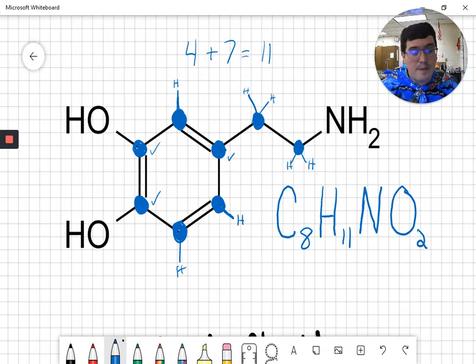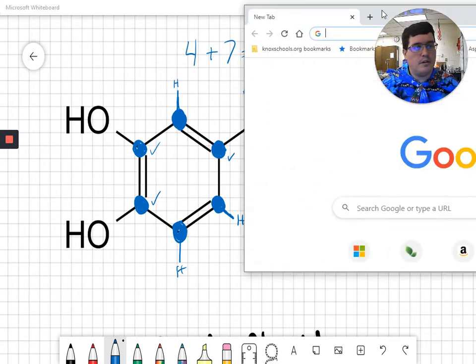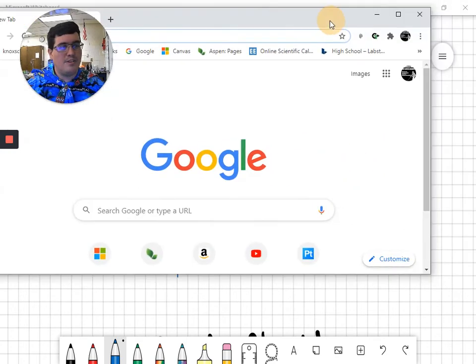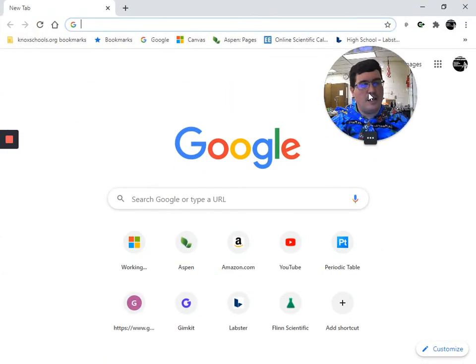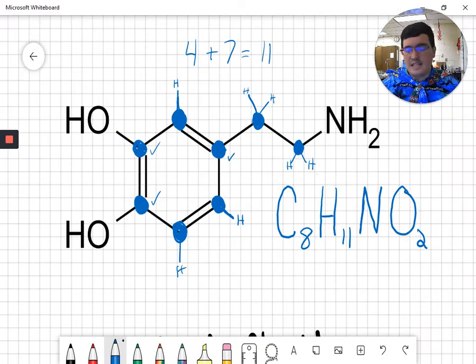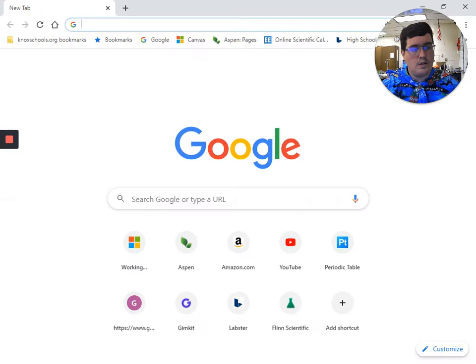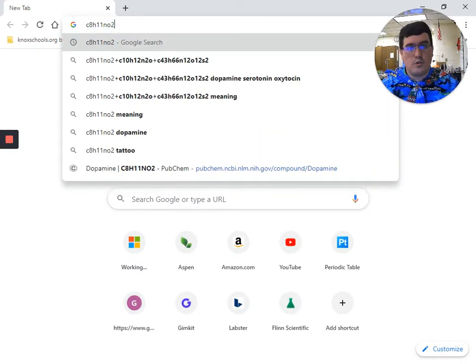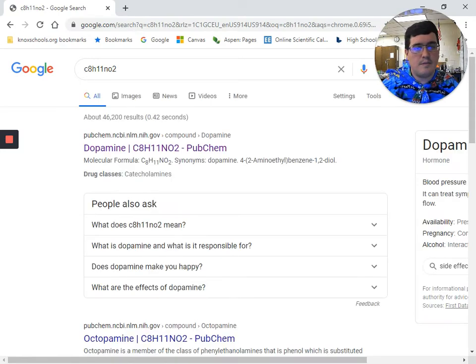Now, what's really neat about this is we can take that formula and plug it into Google. So pull up a Google here. I can also move my face around. We're going to plug this into Google. I got to remember what I wrote down here. It's C8H11NO2. C8H11NO2. Oh, look, it's almost like I've Googled it before.